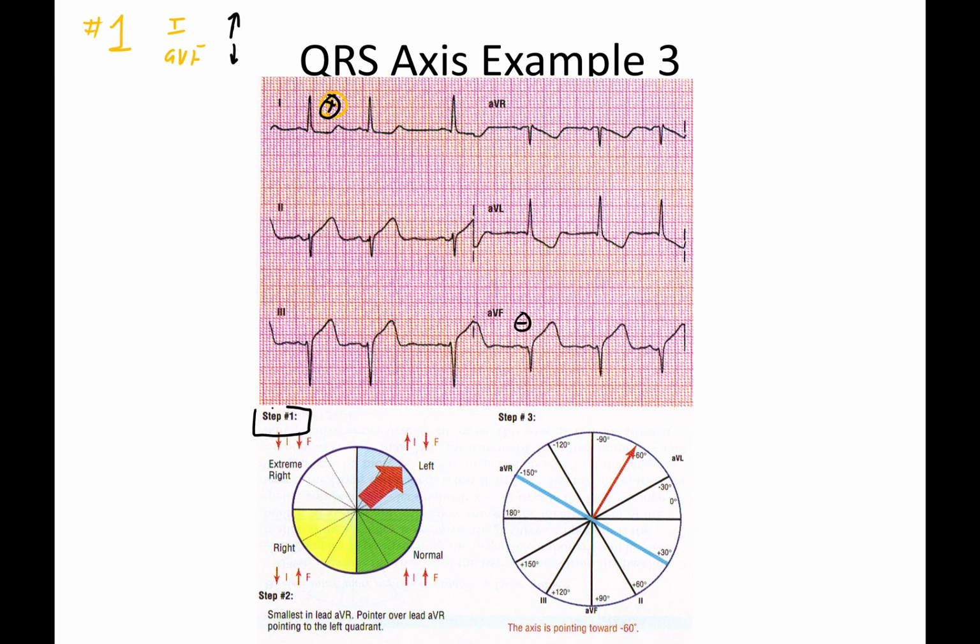So on step 1, we'll just start up here in the corner, and sure enough, up and down puts us in the left quadrant. So we're looking for a left axis deviation. Step number 2. We're going to find who our isoelectric lead is.